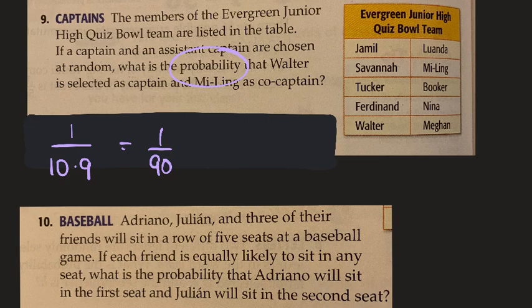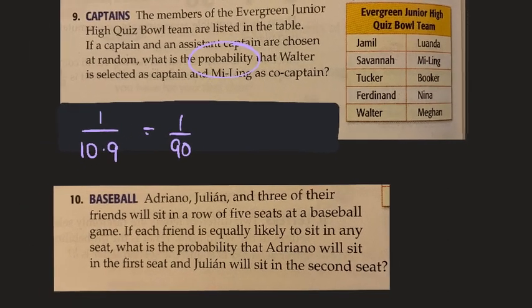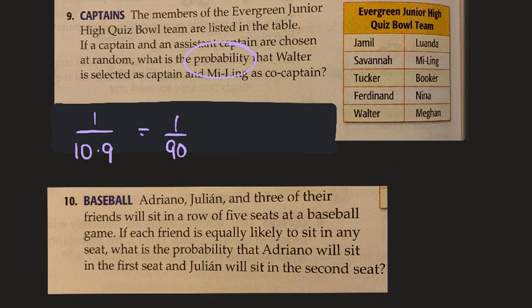Read question 10 and type in your answer. The answer is 1 out of 20. The first time there are 5 people who could be first. Second time there's 4 people who could be second. 5 times 4 is 20, but that's the denominator, and the numerator is 1.